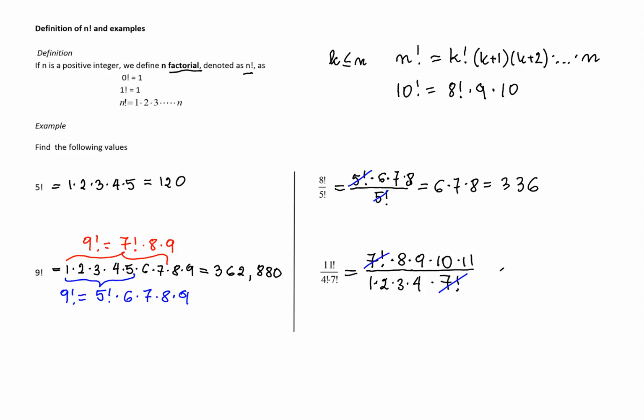Now we can also do some simplification among the numbers that are left. For example, 8 and 4 will simplify. We divide both by 4, so we'll have 1 here, but from 8 we'll get 2. And now we can simplify the 2 in the numerator and the 2 in the denominator. The same we can do with 3. 3 and 9 will simplify, leaving 3 behind. And therefore, this expression reduces to 3 times 10 times 11, which is simply 30 times 11, and that is 330.